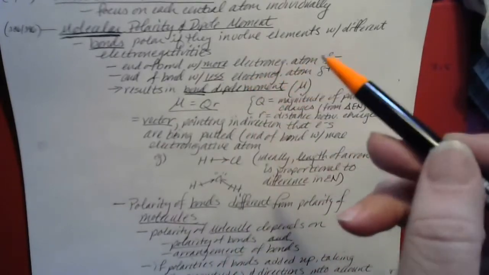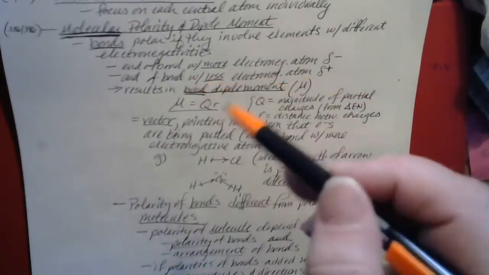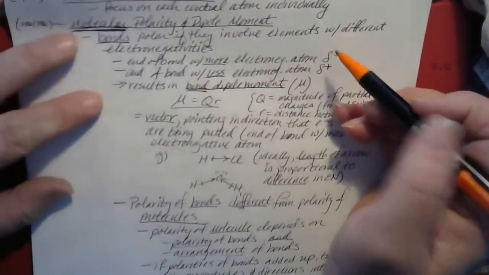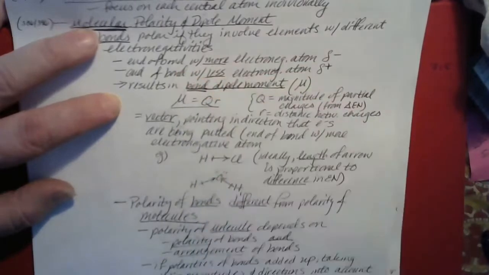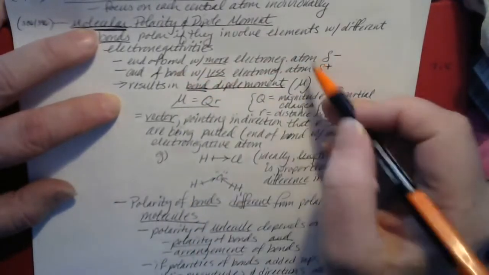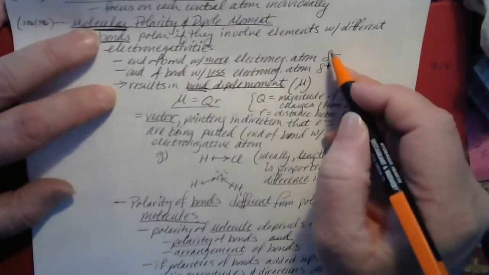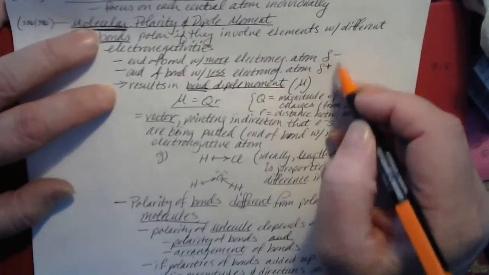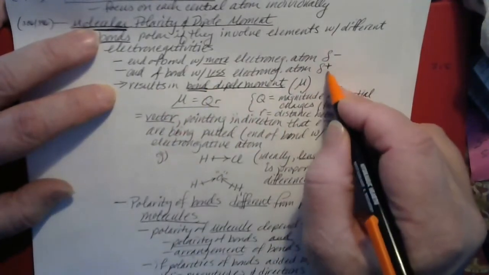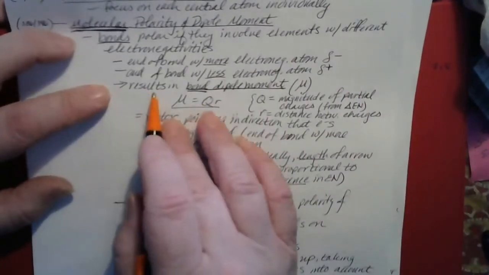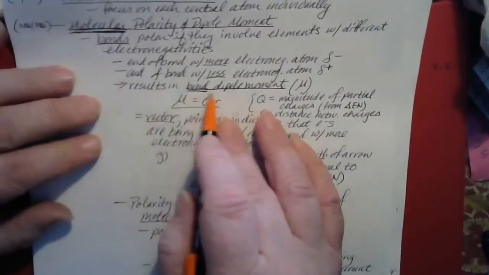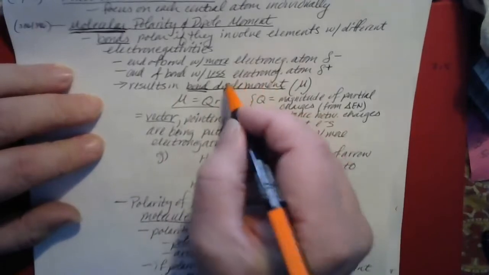If the elements are different, they're going to have a different electronegativity, or in other words, a different attraction for electrons, and the element with the higher electronegativity will pull the electrons closer, and that end of the bond will be partially negative, and the other element will have electrons pulled away from it, and that end of the bond will be partially positive. This results in a bond dipole moment.